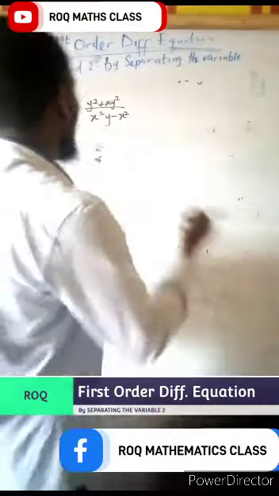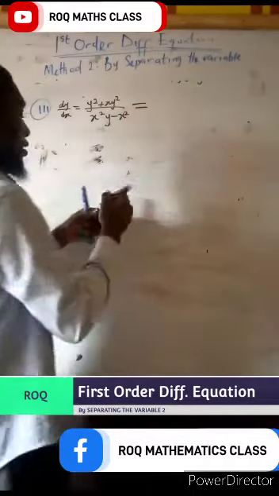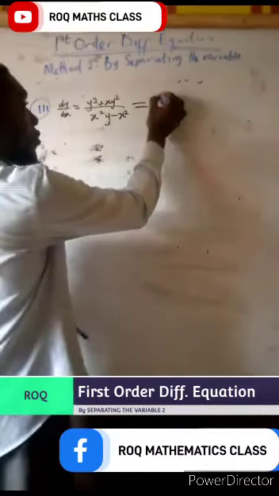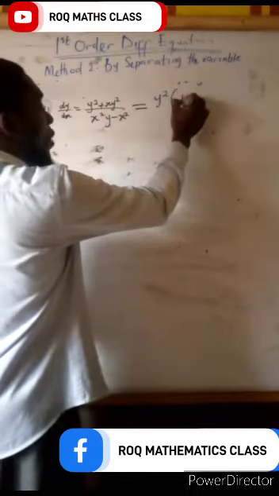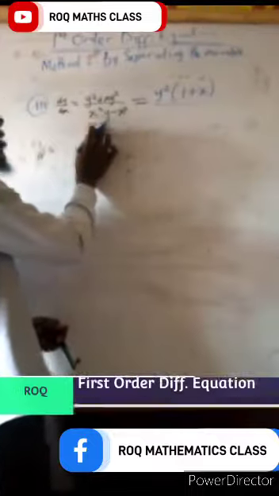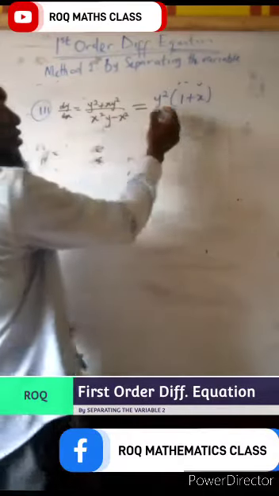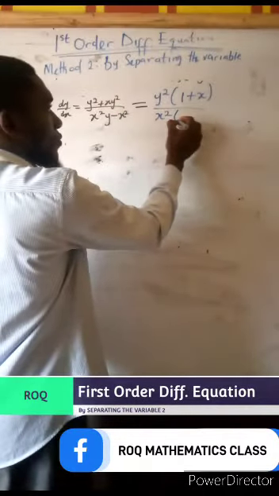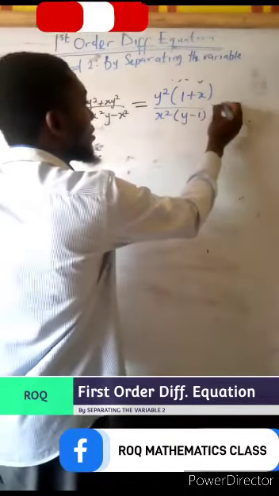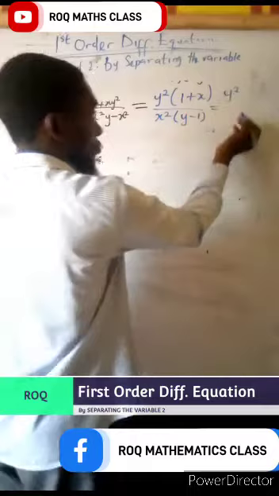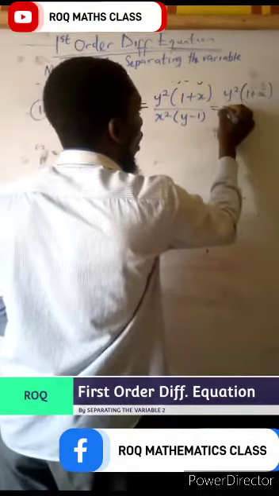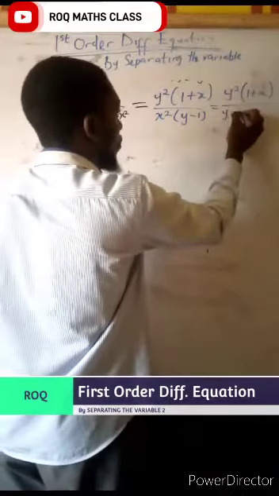Now, in this question, y is common in my numerator, so I can factor y squared outside, and I have 1 plus x. In my denominator, what can I factor outside? x squared. Then we have y minus 1. This is the same thing as y squared times 1 plus x all over y minus 1.